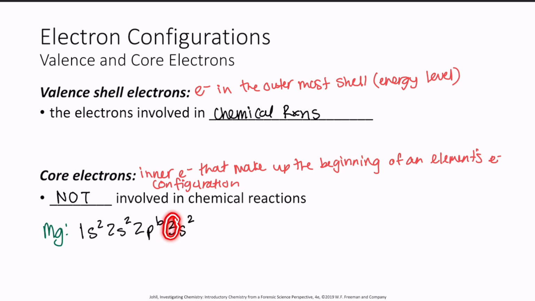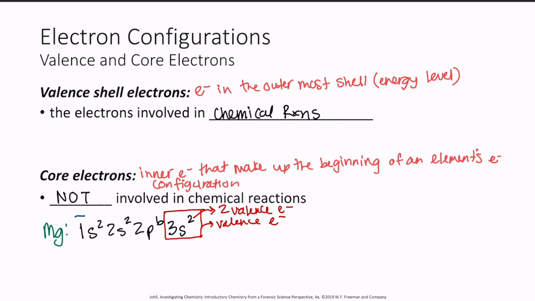Remember, the big number out in front represents the energy level. So I'm going to look at the 3 and see all of my electrons that are in the third energy level. And these are my valence electrons. So for magnesium, since I only have 2 electrons in the 3s orbital, then that tells me that I only have 2 valence electrons.